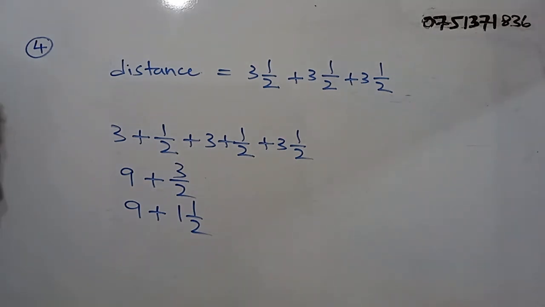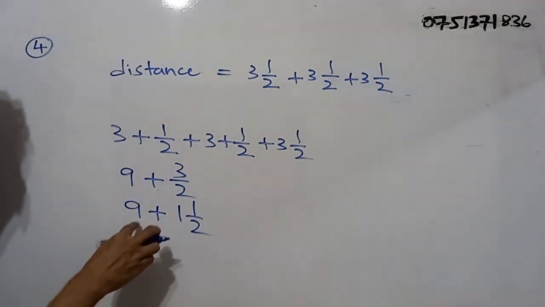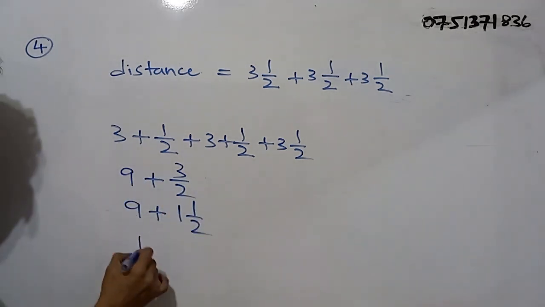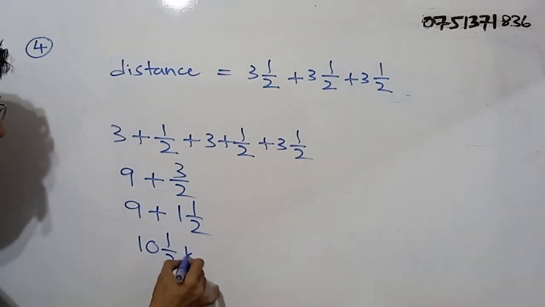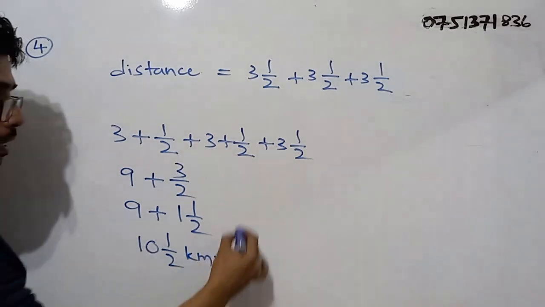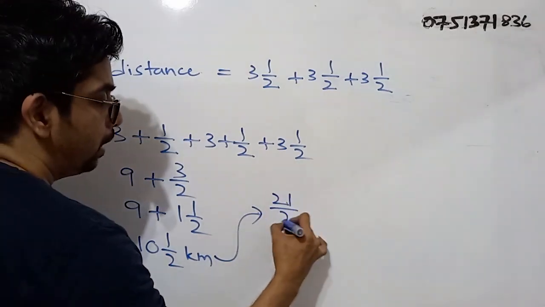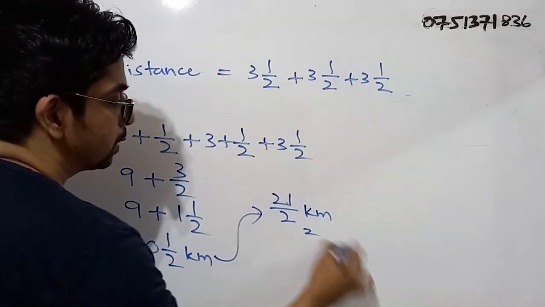Remember, we need to write the final answer as an improper fraction. Now we can further simplify this. 9 plus 1.5. What is that? 10.5 kilometers. But we have to convert this into what? Improper fraction. So what will it be? 21 by 2 kilometers. That's the answer.